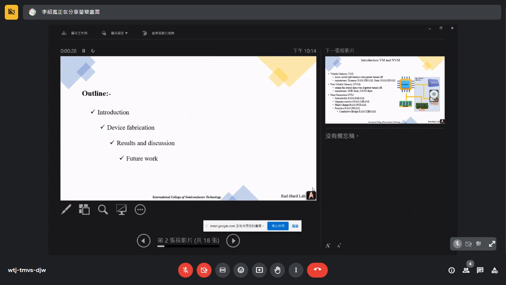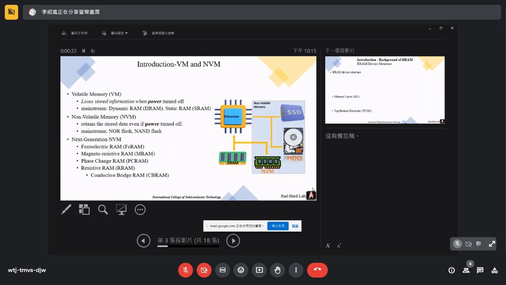First, we'll go with the introduction about non-volatile and volatile memory. Here we can see the two types of memory. One is volatile, one is non-volatile. Volatile memory requires power to retain the data, and with non-volatile memory, even if the power is turned off, the device can retain the data safely.